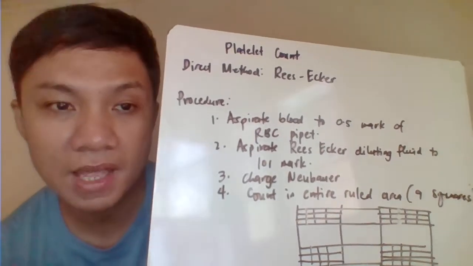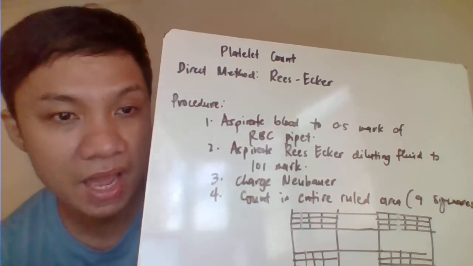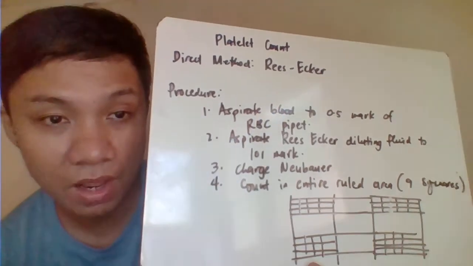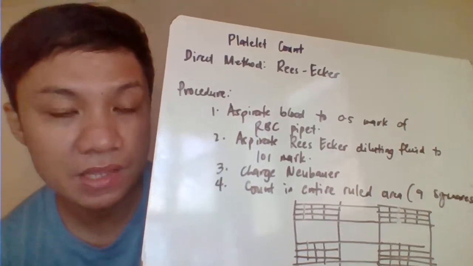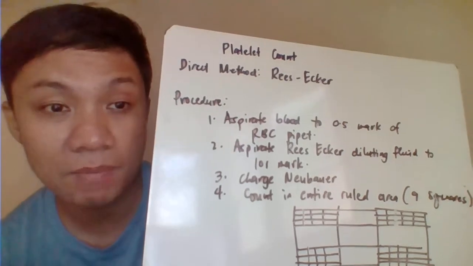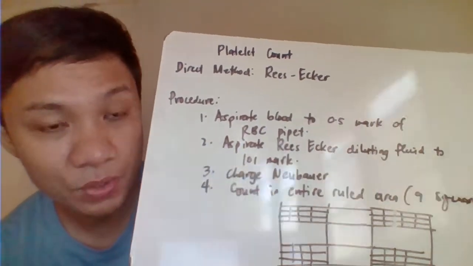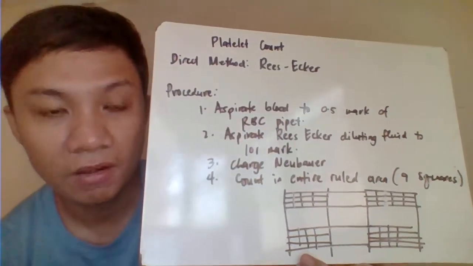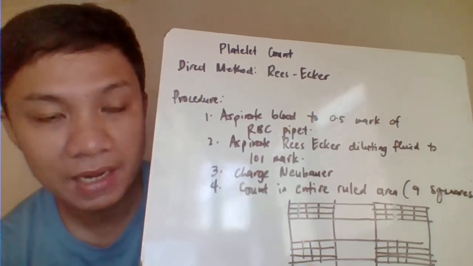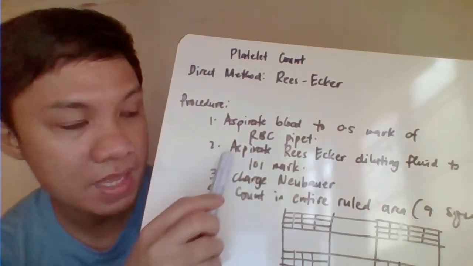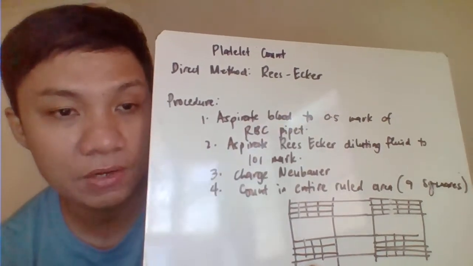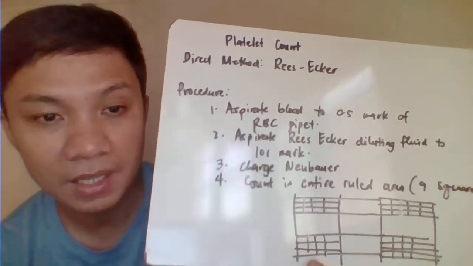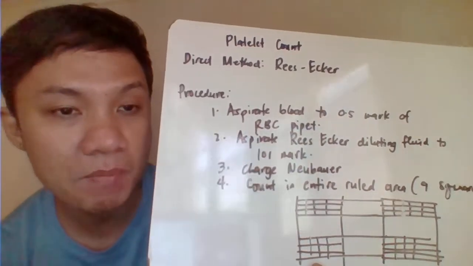So we'll be using the RBC pipette. Procedure for that: you have your blood collected, or the EDTA-collected blood. You could also perform a skin puncture. You can collect blood directly from the skin. Try to aspirate the blood up to the 0.5 mark of our RBC pipette. Then after that, aspirate your Rees-Ecker diluting fluid up to the 101 mark of your RBC pipette. Then you charge your Neubauer counting chamber.